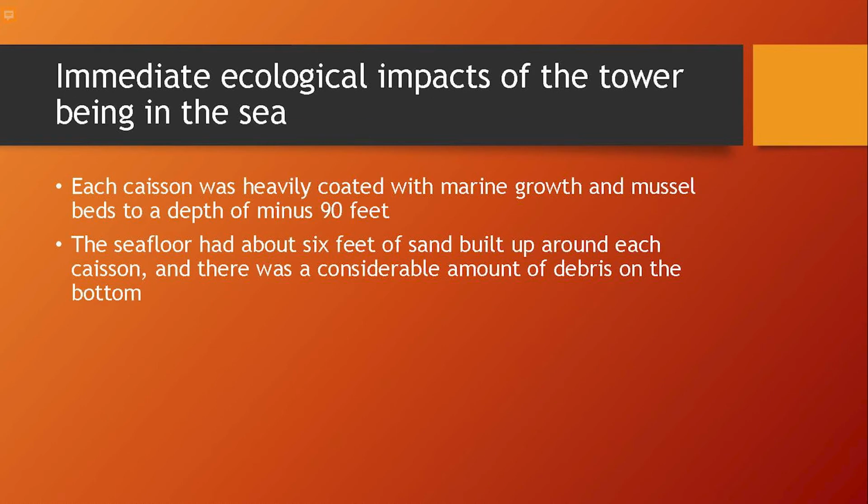There were near immediate ecological impacts of the towers being installed at sea. An underwater inspection occurred on February 8, 1960, and revealed that each leg was heavily coated with marine growth and mussel beds to a depth of 90 feet. The seafloor had about 6 feet of sand built up around each leg footing, and there was a considerable amount of debris on the bottom, namely 50-gallon drums, construction steel, blocks, and hoses.